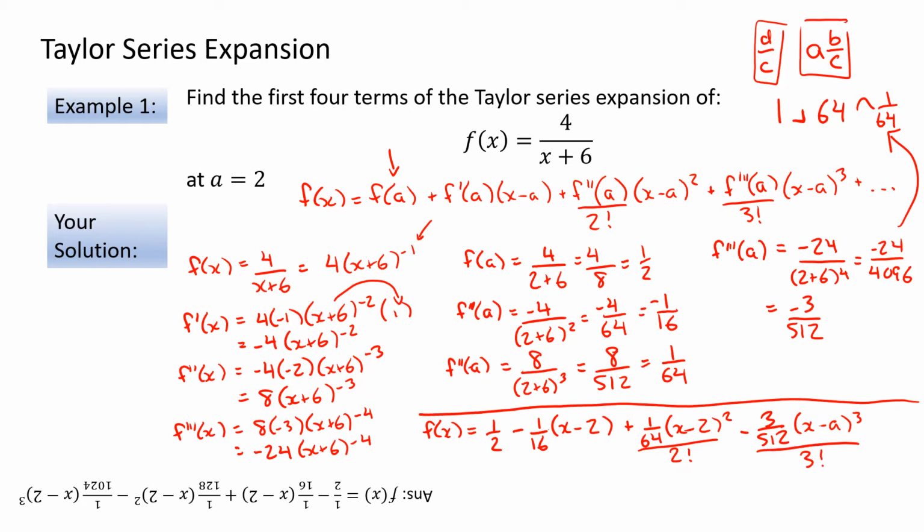So you can simplify these last couple terms. And you end up with f of x is 1/2 minus 1 over 16 times x minus 2, plus 1 over 128 times x minus 2 squared, minus 1 over 1024, again using my calculator, times x minus 2 cubed.